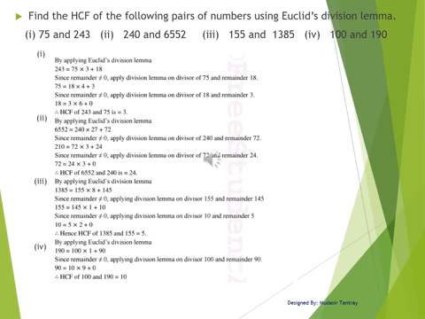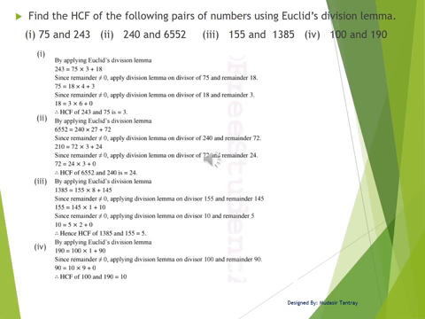First part, by Euclid's division lemma. Here A is 243 and B is 75. 243 is equal to 75 into 3 plus 18. Since our remainder is not equal to 0, apply division lemma on divisor 75 and remainder 18. Then 75 is equal to 18 into 4 plus 3. Since our remainder is not equal to 0, apply division lemma on divisor 18 and remainder 3. We have to apply the division lemma continuously till our remainder becomes 0.